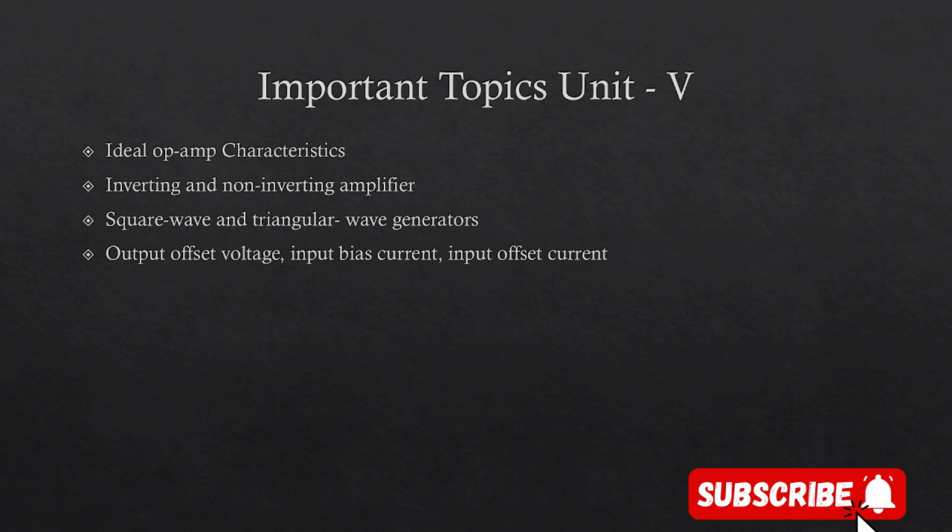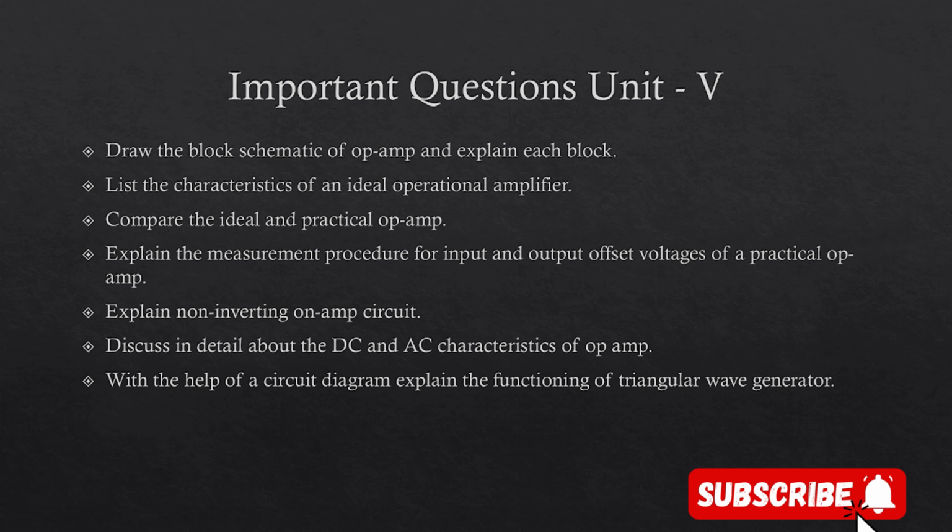Now coming to the fifth unit, ideal op amp characteristics. One question will definitely come from the ideal op amp, the operational amplifier. Then one question might come from square wave or triangular wave generation. These are the important topics, from this: offset voltage, input bias current.